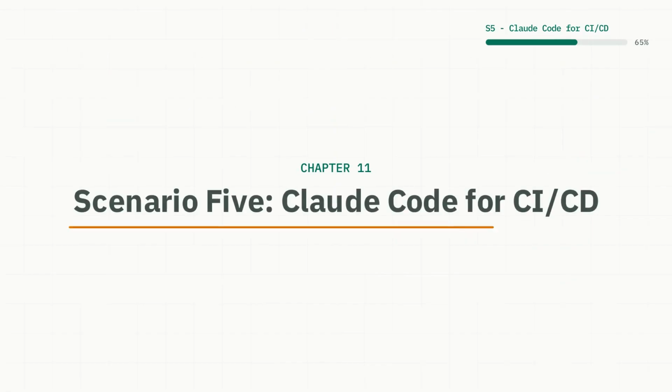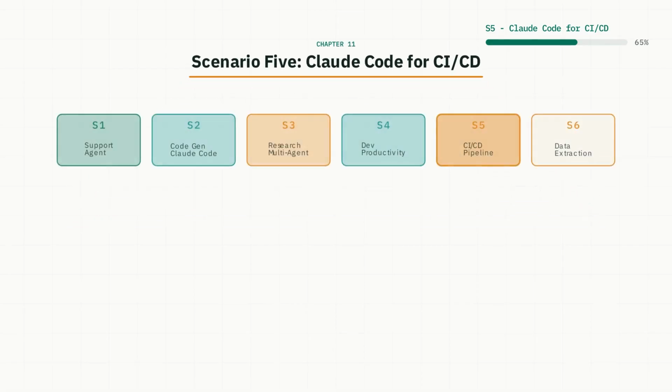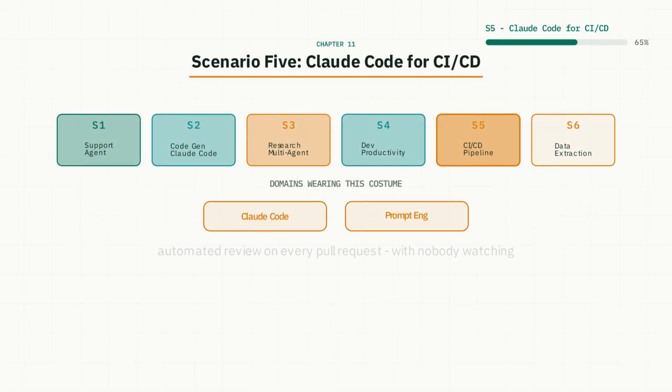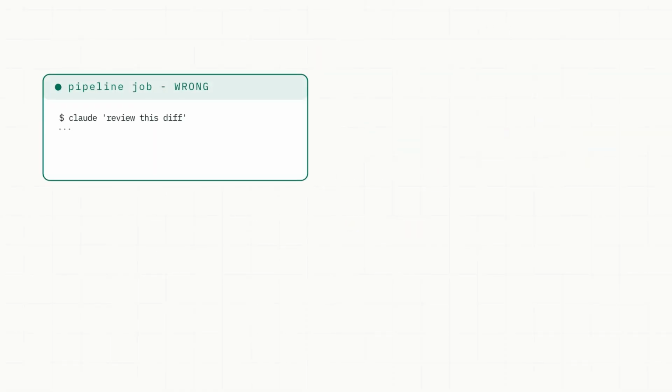Chapter 11, Scenario 5, Claude Code in the CI pipeline. The setting, automated code review on every pull request, generated summaries, checks that run with nobody watching. Claude Code and prompt engineering wear this costume together, and its questions split into 2 families, making automation actually run and making its output actually usable. Family 1 is mercifully concrete.